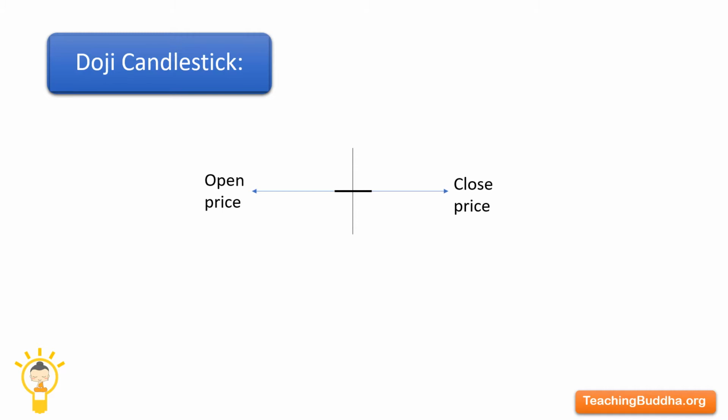Coming to this candle, as we already discussed in the previous video, this is Doji candlestick. In Doji candlestick, there will not be any body, because the open price is equivalent to closed price. If you see here, this is the open price. The price has opened here, and this is the closure price. The price has closed here. As you can see, open price is equivalent to closed price.